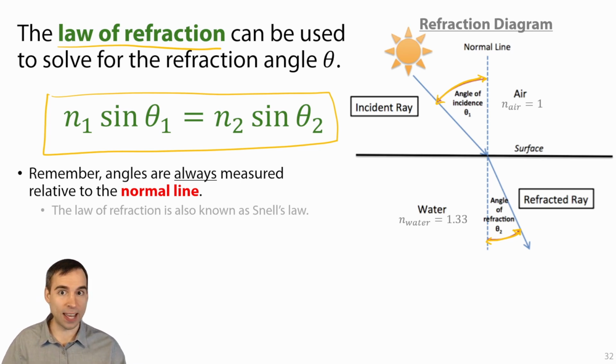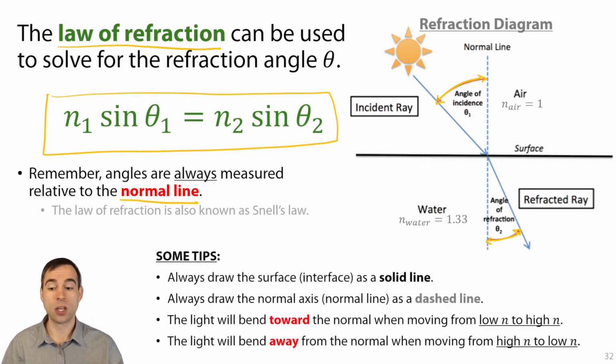And keep in mind, just like for reflection, refraction will also measure all these angles relative to the normal axis. And so our rules that we had for reflection events still hold. You always want to draw your normal axis as a dashed line.